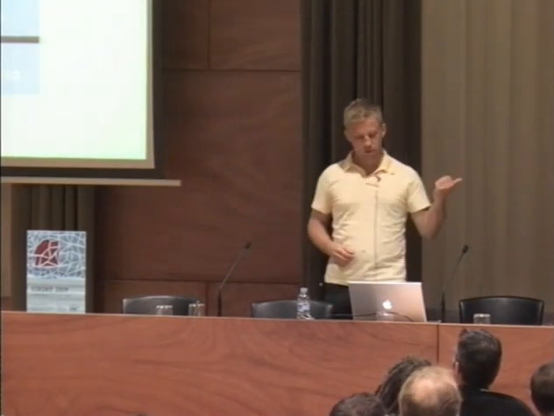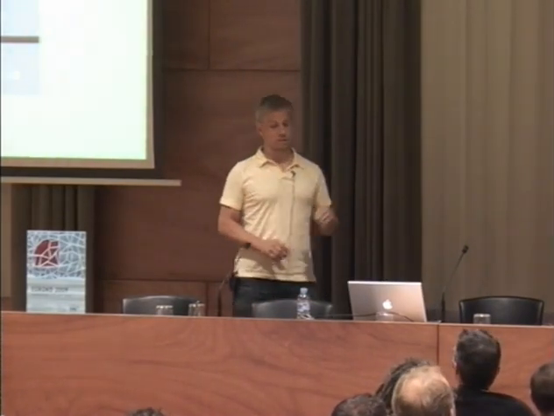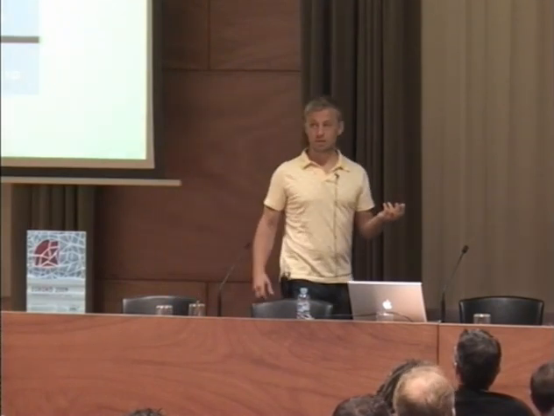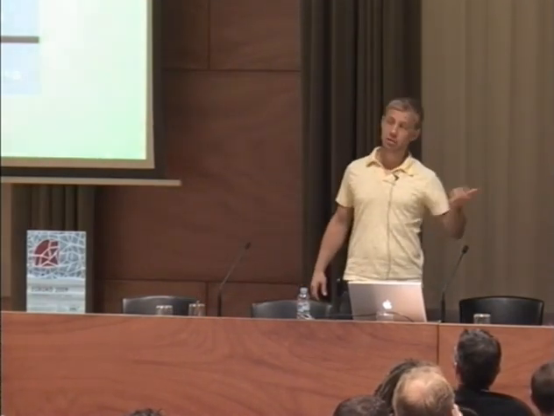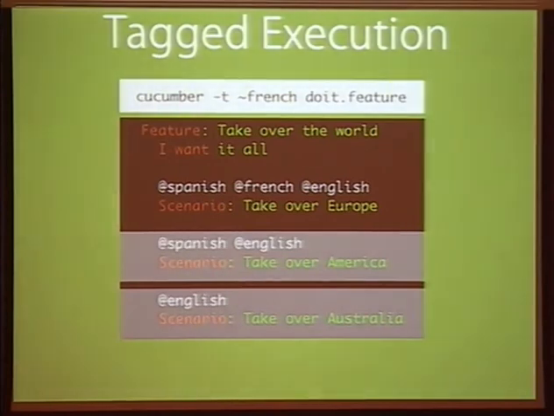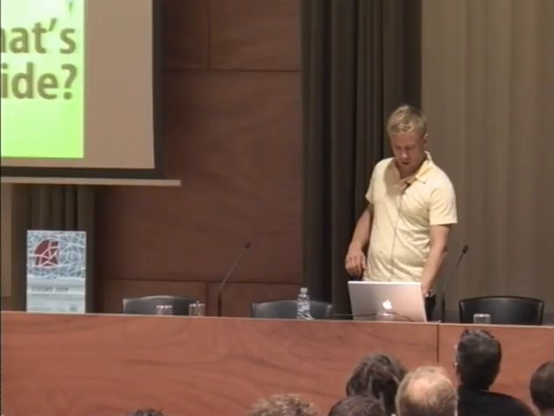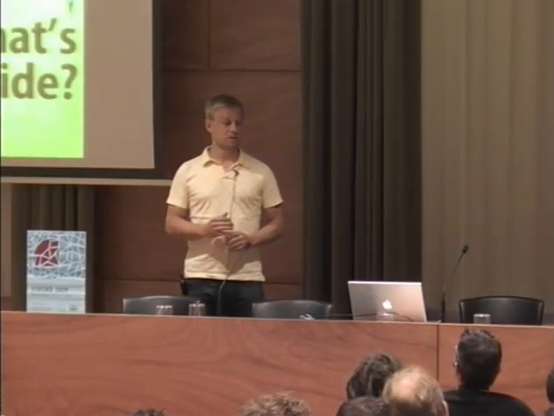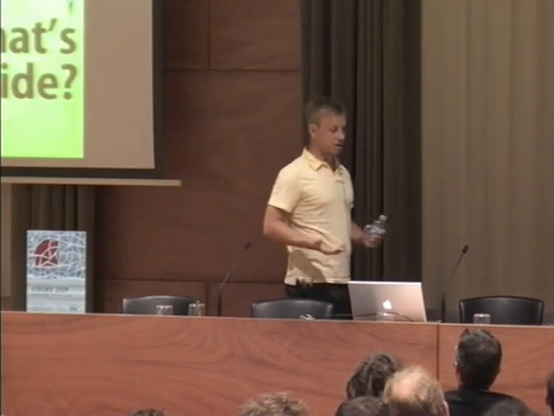You can put a negative tag on it, or if you put a tilde in front of the tag, it'll do the opposite. It'll run the features or the scenarios that don't have this tag. So you can say slow and tilde slow, for example. So that's pretty much it. Those are the features that you have in Cucumber.